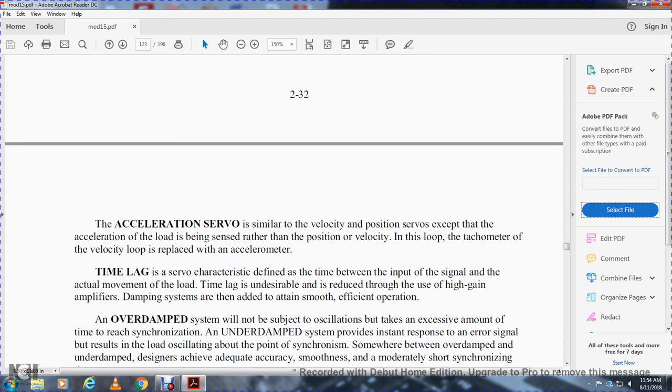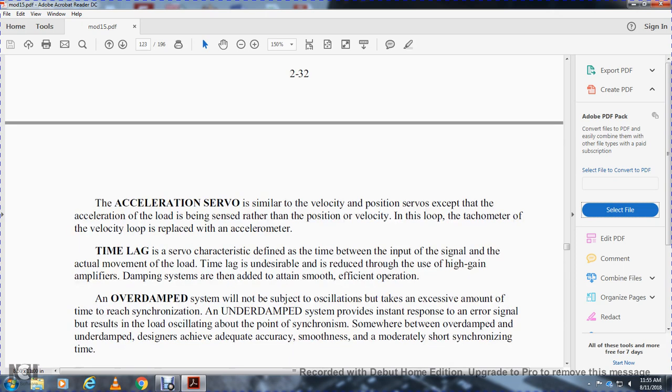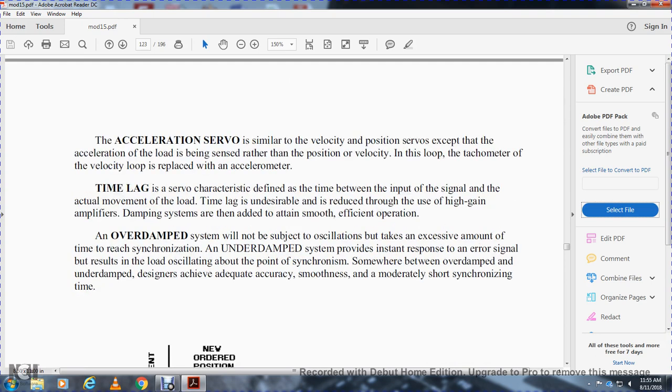The time lag is defined as the time between the input and the signal of the actual movement of the load. The time lag is desired and reduced through the use of a high gain amplifier. A damping system is added to attain smooth and efficient operation. An overdamped system will not be subject to oscillation, but takes an excessive amount of time to reach synchronization. An underdamped system provides the initial response to the error signal, but results in load oscillation about the point of synchronization. Somewhere between the overdamped and underdamped designs achieves adequate accuracy, smoothness, and moderately short synchronizing time.